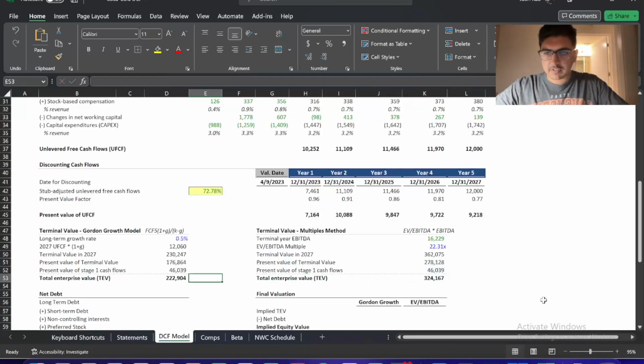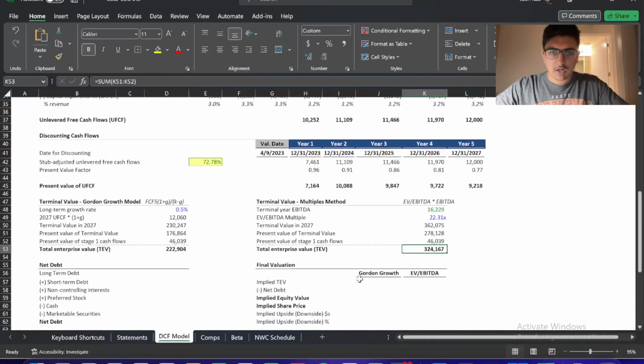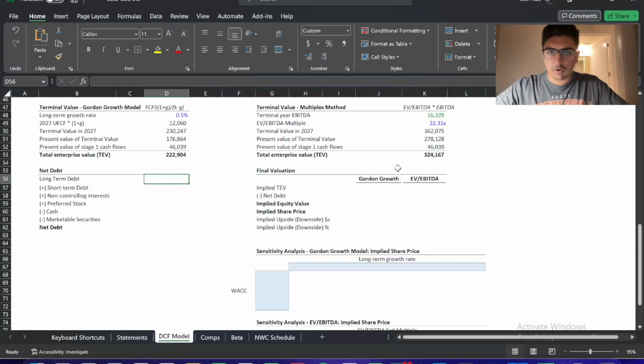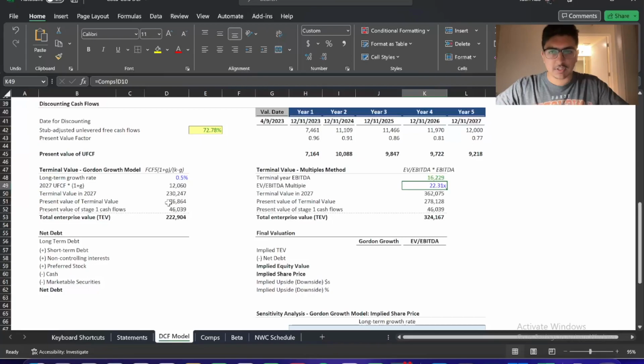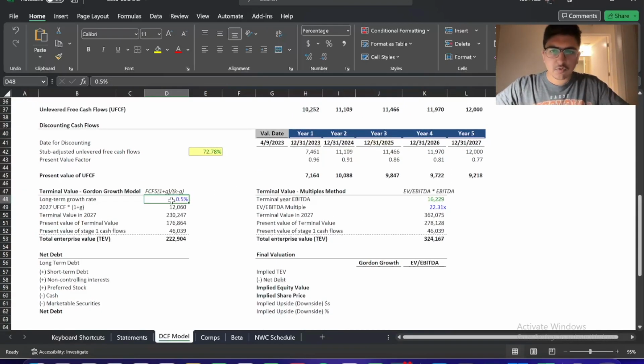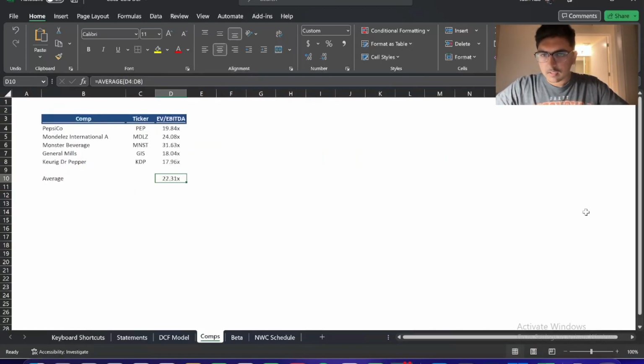So the first thing that you notice is the long-term growth rate here at 0.5%, 222 billion. Here it's 324 billion. So what I'm going to do is go and find out what the share price is, and then maybe we can make some adjustments to this growth rate or this EBITDA multiple, because it seems like either this growth rate is too high or this multiple is too large. And it's probably being propped up by this Monster beverage multiple right here, which seems to be heavily overvalued.